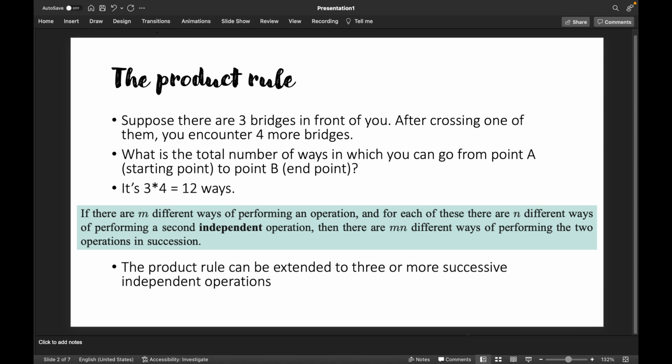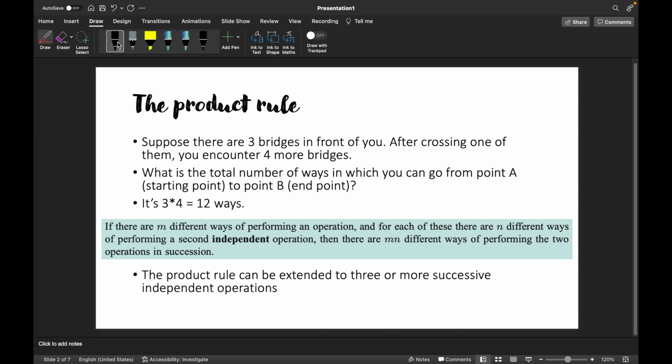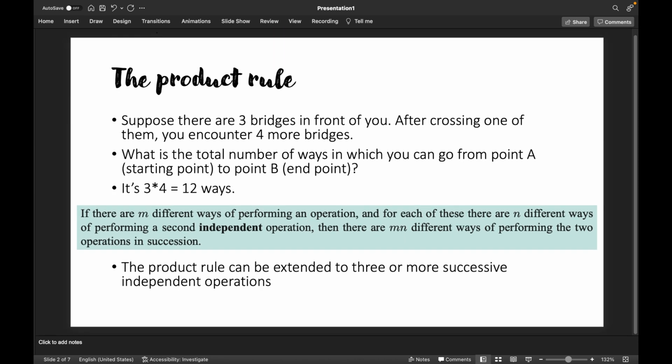Suppose there are 3 bridges in front of you. After crossing one of them, you encounter 4 more bridges. What is the total number of ways in which you can go from point A, which is the starting point, to point B, the end point? So think about this for a few minutes. I will draw the diagram.